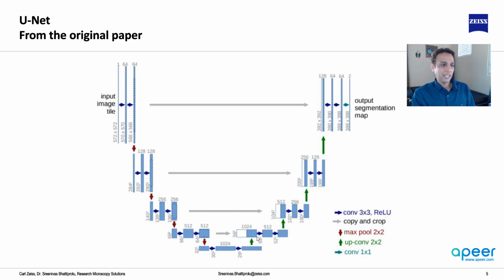The green arrows represent up convolution. This can be upscaling, upsampling, sorry, or up convolution, Conv2D transpose. And these are the green arrows. Then you see the blue arrows that are convolutions, both here as part of the decoder and here as part of the encoder. And then you get your output segmented map.